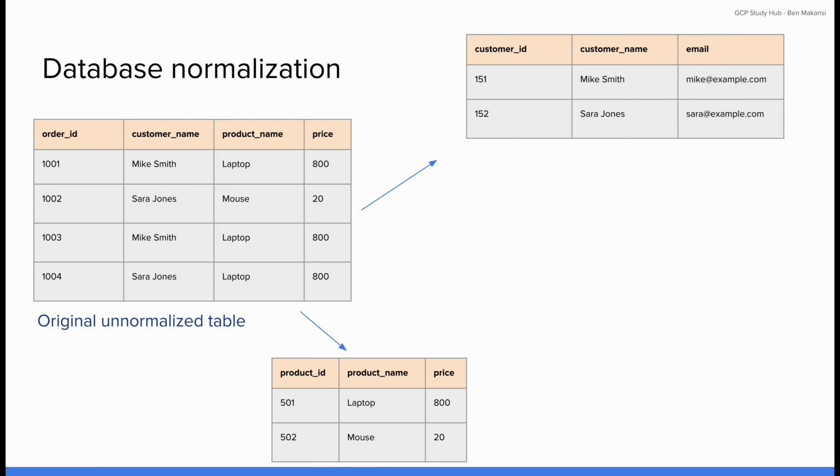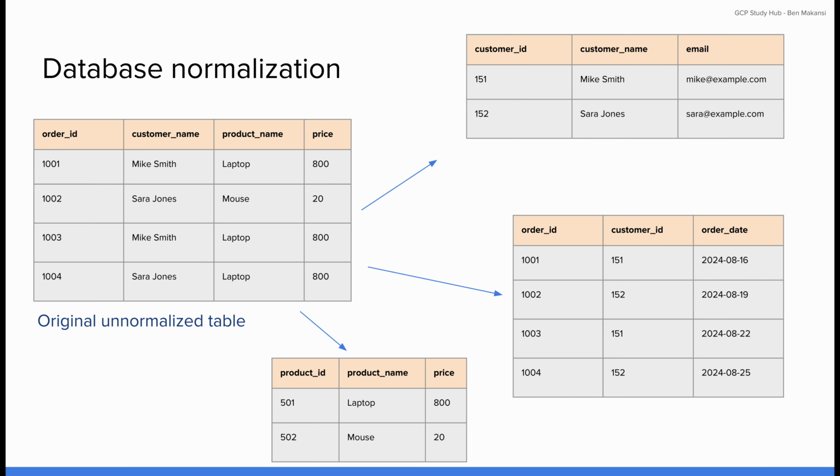This table holds the product ID, product name, and price for each product. By doing so, we store the product details once, and we use the product ID to refer to them in the orders. And finally, we restructure the original data into an orders table. This table contains the order ID, customer ID, and order date to track each transaction. The customer ID links back to the customers table, and the product ID links back to the products table.